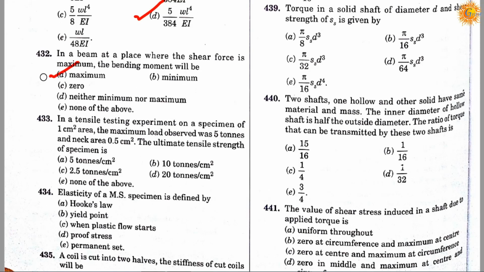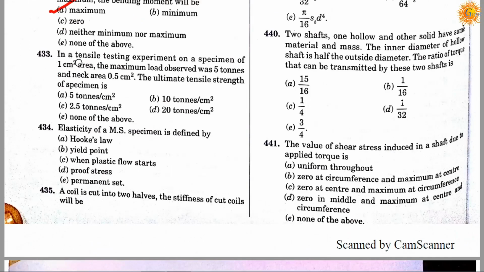Question number 433. In a tensile testing experiment, on a specimen of 1 cm square area, the maximum load observed was 5 tons and neck area is 0.5 cm square. The ultimate tensile strength of a specimen is option A 5 tons per centimeter square, option B 10 tons per centimeter square, option C 2.5 tons per centimeter square, and option D is 20 tons per centimeter square. Option E is none of the above. Correct answer is A, it will be 5 tons per centimeter square.